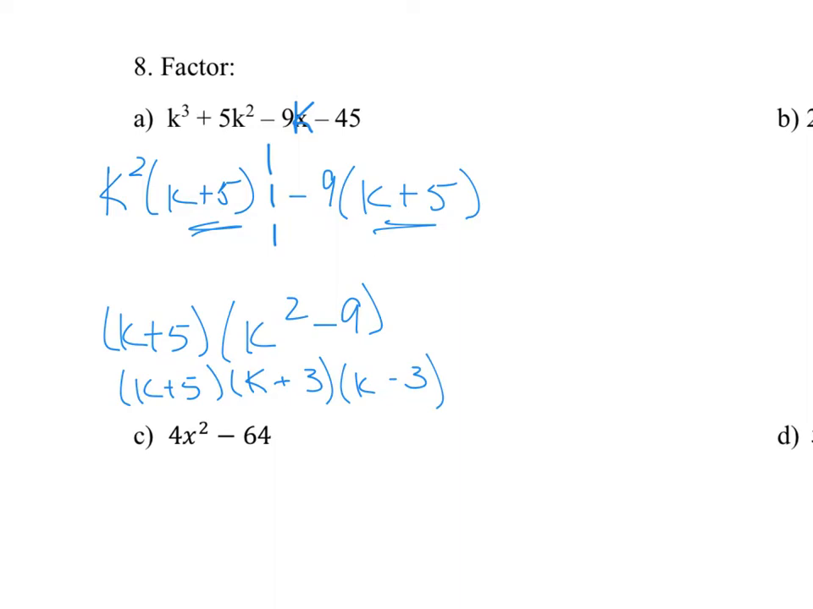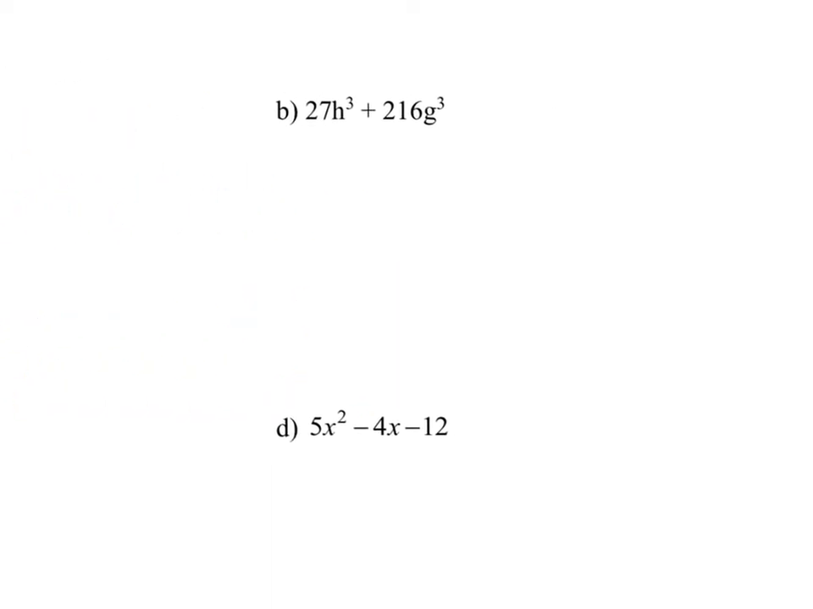Okay. The next part, I see a binomial. So there's only 2 types of factoring in the binomial. It's either difference of squares or cubes. In this case, I see cubes, so I know that I have cubes.